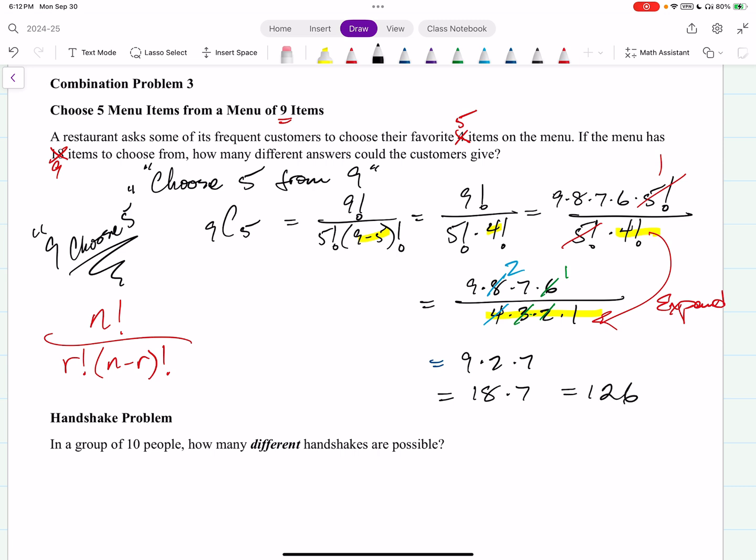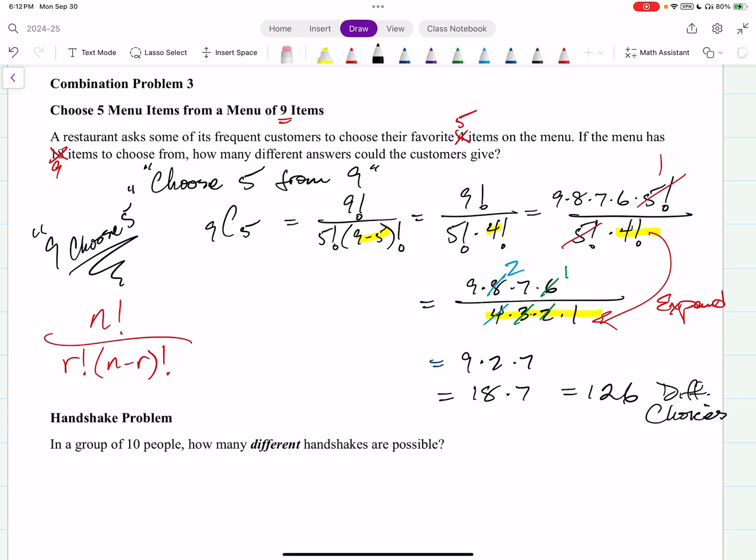So there's 160 ways the customer can answer the person at the restaurant here. There are 160 different choices. Okay, if you're choosing 5 items from a total of 9. Okay, there we go, and that's combination problem number 3.